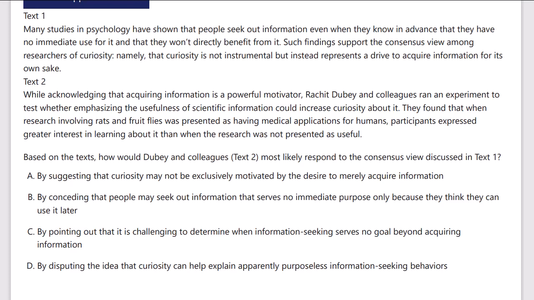Okay, we've got text one, text two, not bold here. Usually it is, but anyway. This is a paired passage or cross text connection. Let's read the question as we usually do.